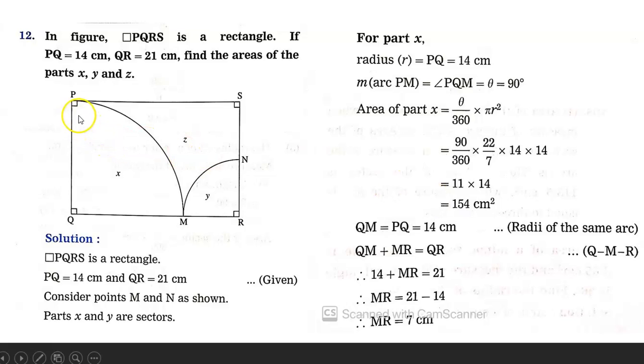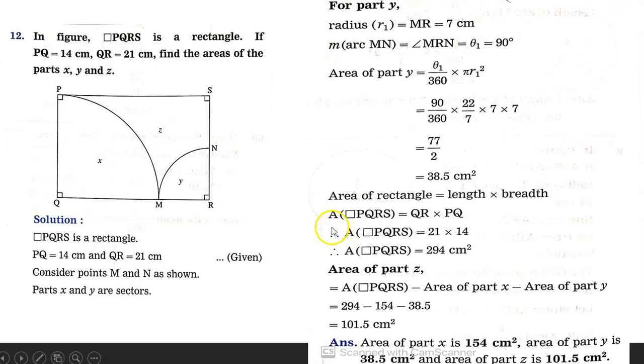Now, PM is equal to QM. This is 14, so this is also 14. And QM plus MR is equal to QR. QM is 14 plus MR we don't know, and QR is equal to 21. So from here I found out MR to be 7 centimeters. Now next, for part Y, radius MR is 7 centimeters.